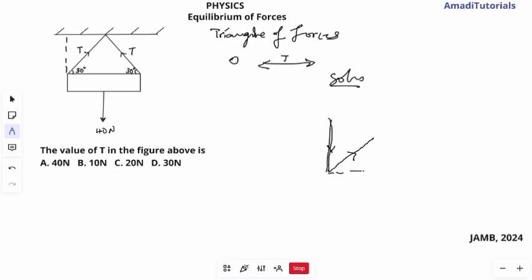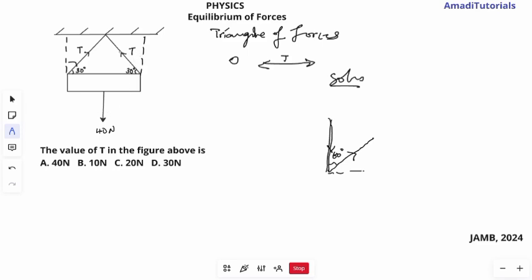And here it is 30 degrees, so this other place will be what? It will be 90 minus 30, and 90 minus 30 is 60. So that means the angle this particular T here makes with this downward force is 60 degrees.